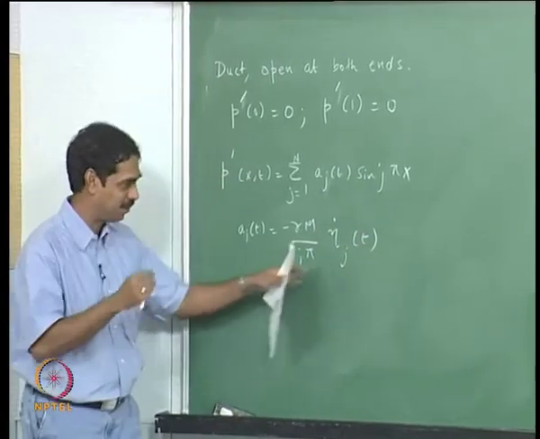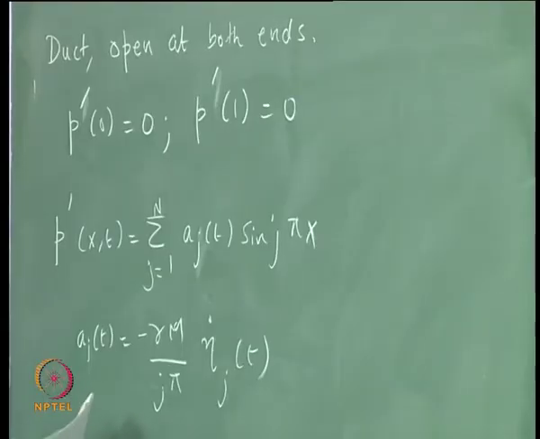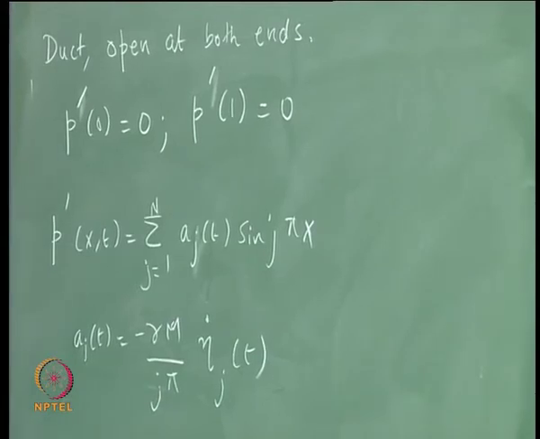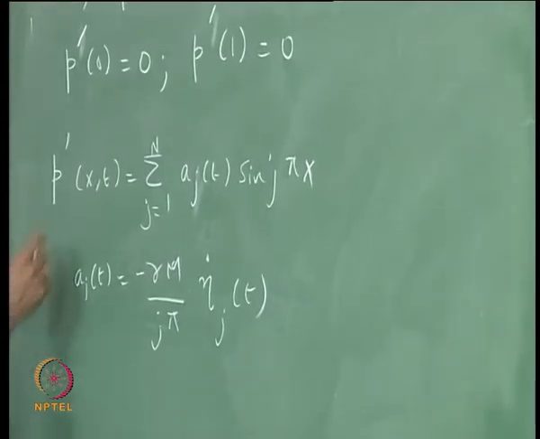This is purely for terms to cancel in the end and to make the equations look pretty. You don't need to put this gamma m over j pi and all that. It's just to make things look neat. Some people like that, some people don't. So now we will substitute this expansion into the momentum equation.